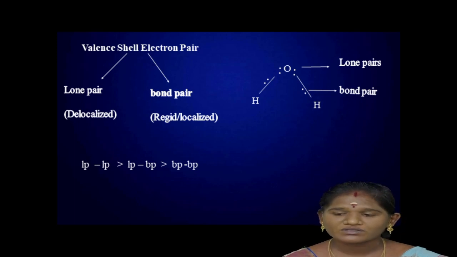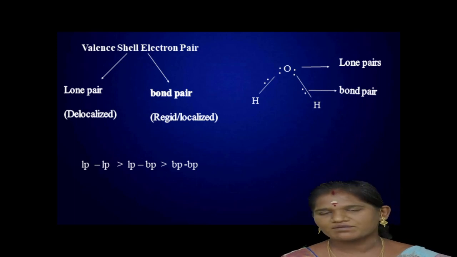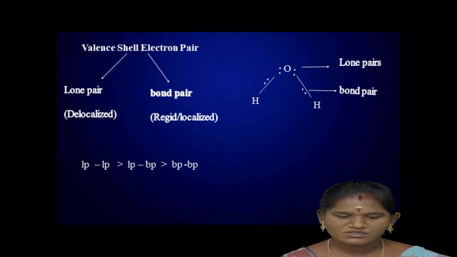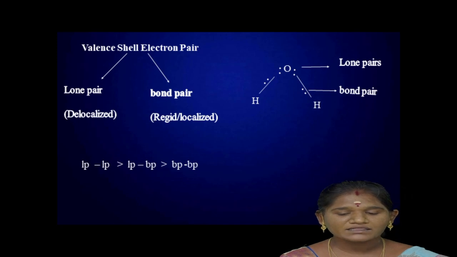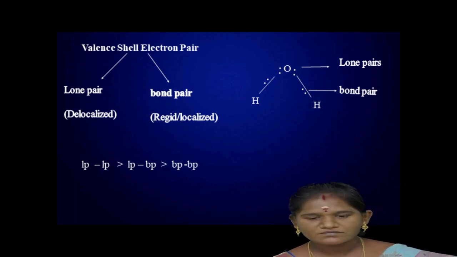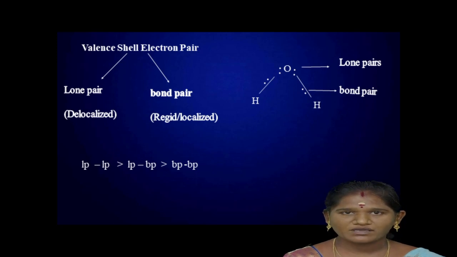Okay, so what about the lone pair-bond pair repulsion? That is intermediate between lone pair and bond pair. So the order of repulsion is: lone pair-lone pair repels more than lone pair-bond pair, which repels more than bond pair-bond pair. So this is all about the basics of VSEPR theory.